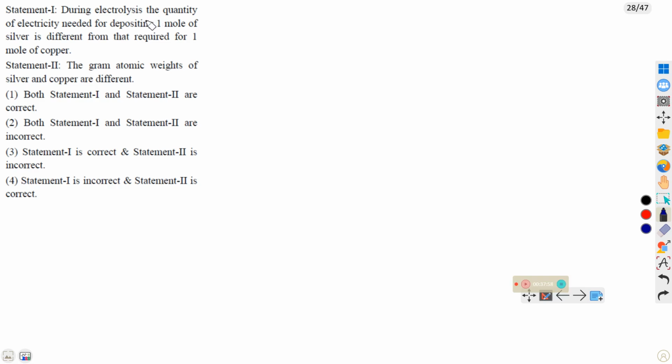During electrolysis, the quantity of electricity needed for depositing 1 mole of silver is different from that required for 1 mole of copper. If you pass 1 Faraday of current, then 1 by K moles of the substance is deposited. If you pass 1 Faraday of current through silver, then 1 by 1 mole of substance is deposited.